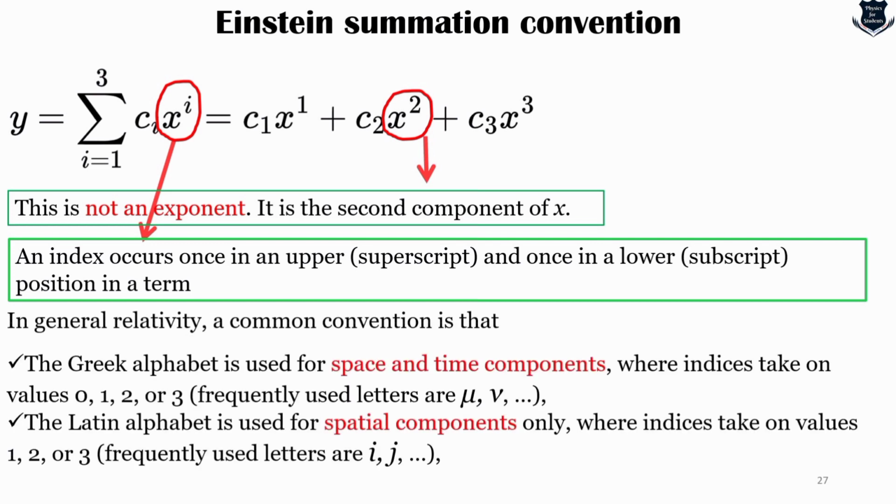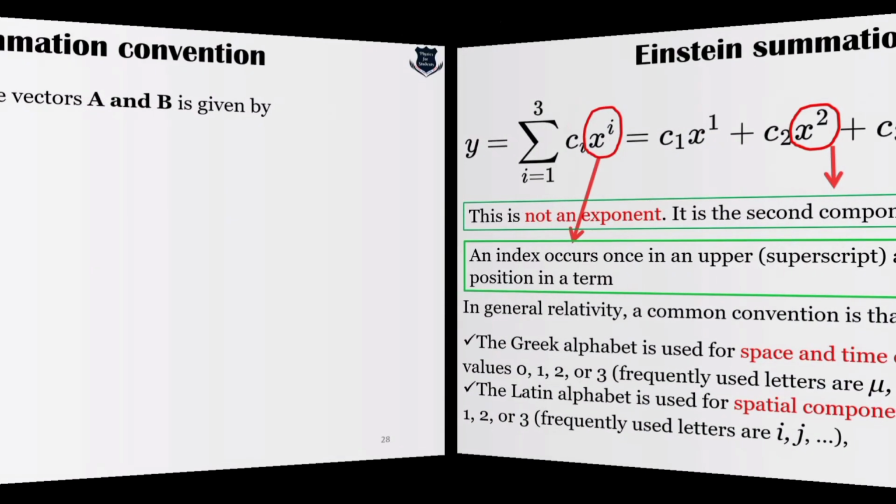And in general relativity, we have a common convention, which is these two. The Greek alphabet is used for space-time components like nu, etc., and the Latin alphabet, i, j, etc., is used for spatial components. So this is something important. It is not an exponent, it is the second component, and we use the Greek alphabet in GR to denote the space and time components and the Latin alphabet for spatial components.